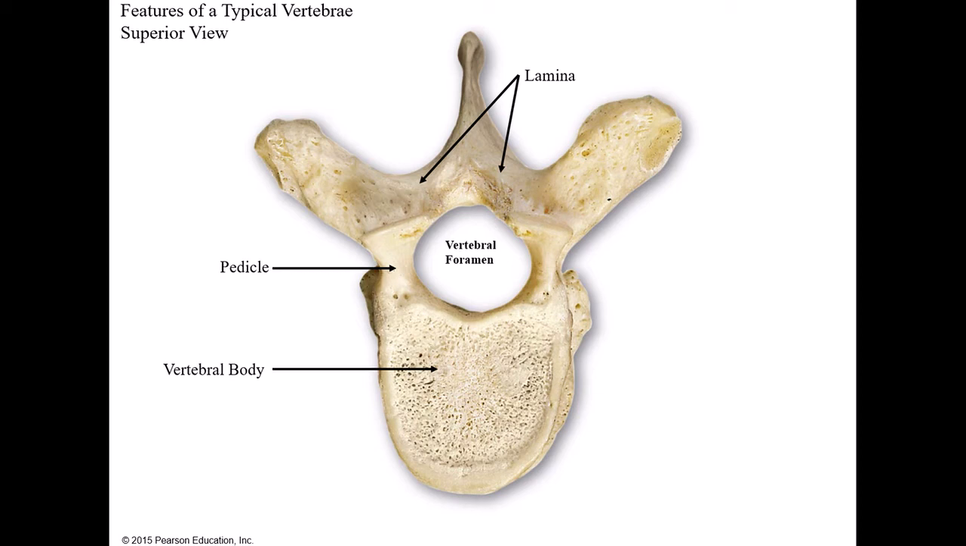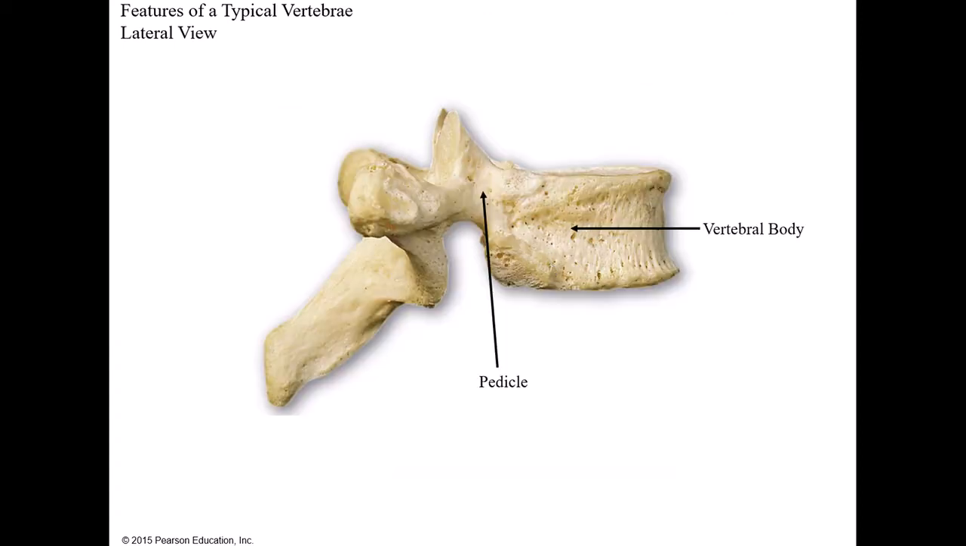So let's look at the pedicles first. So this post right here coming backwards off the body, we see it on the right side here and then on the left side here, this is known as the pedicle. That's what it looks like from the top. From the side, here's the body, this chunk of bone right here, it's like a post. This is known as the pedicle.